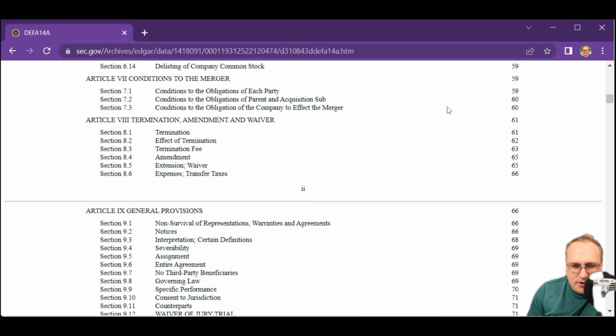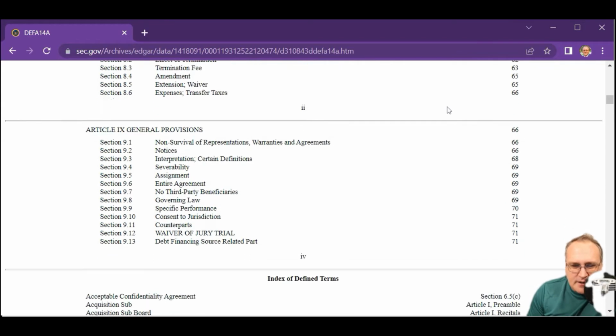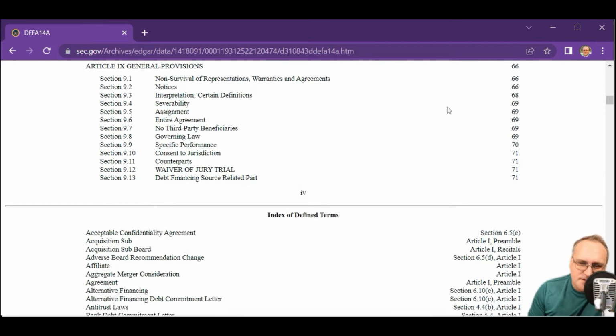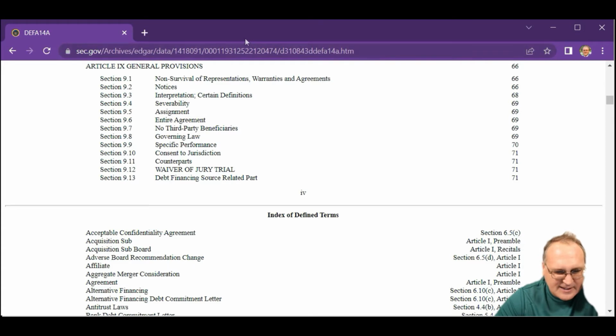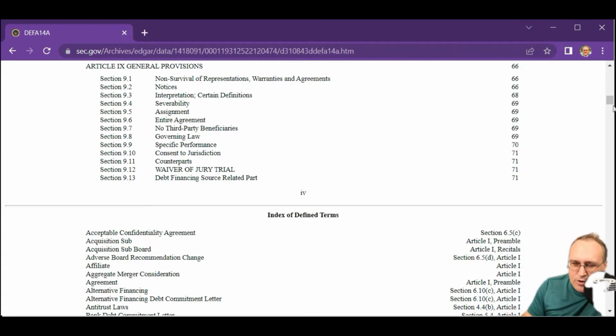Conditions to the merger, termination, and then here we get where it says general provisions. Some contracts will call this miscellaneous. So our interest will be in Article 9 today because this specific video we're talking about boilerplate.